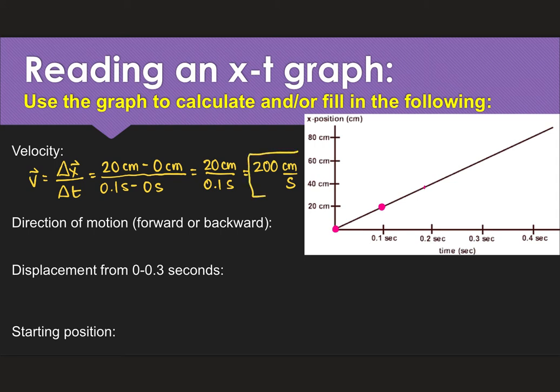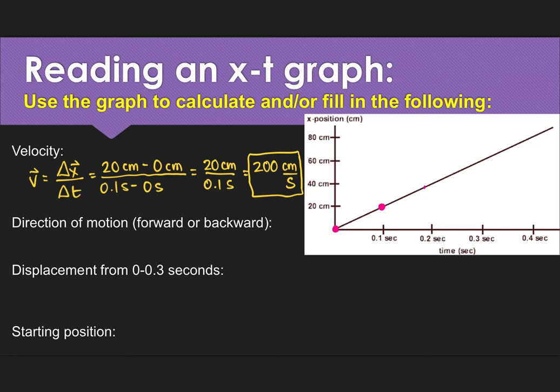That is my velocity. It's okay when you're given a problem like this, unless it asks you the velocity in meters per second, you can leave that in centimeters per second. If I needed meters per second there, I would just move the decimal point 2 positions to the left, and I would have 2 meters per second. But 200 centimeters per second is fine.